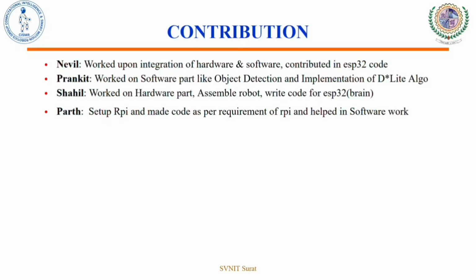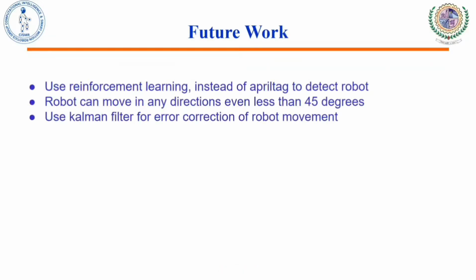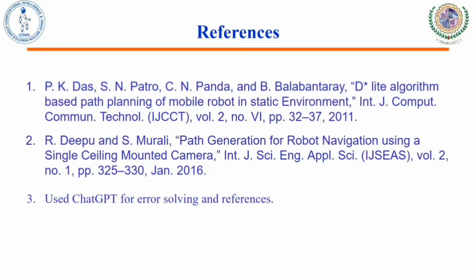And here are the contributions made by the team members. The modules that we have used from our course include robot anatomy and kinematics, mobile robot sensing and perception, and obviously robotic vision. Our future work includes implementing reinforcement learning instead of AprilTag, and making the robot move in many directions. Here are the references that we have taken from different research papers. And for error solving, we have used an LLM like ChatGPT.